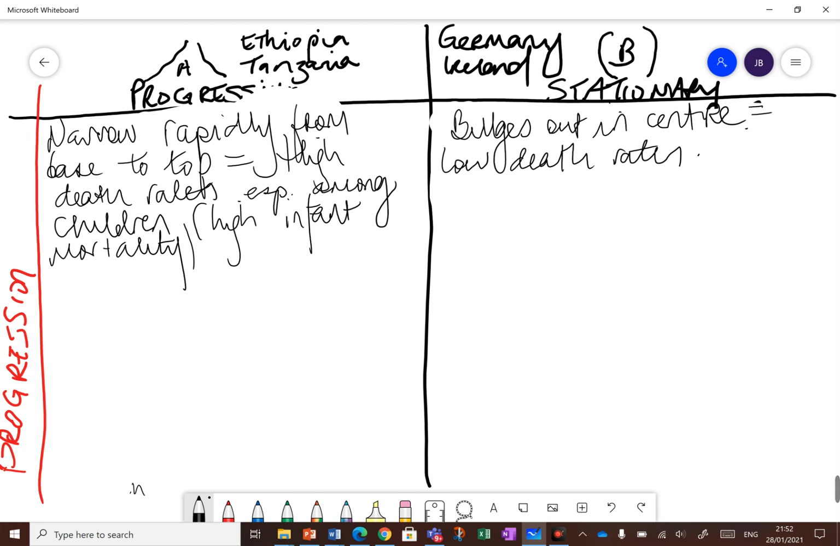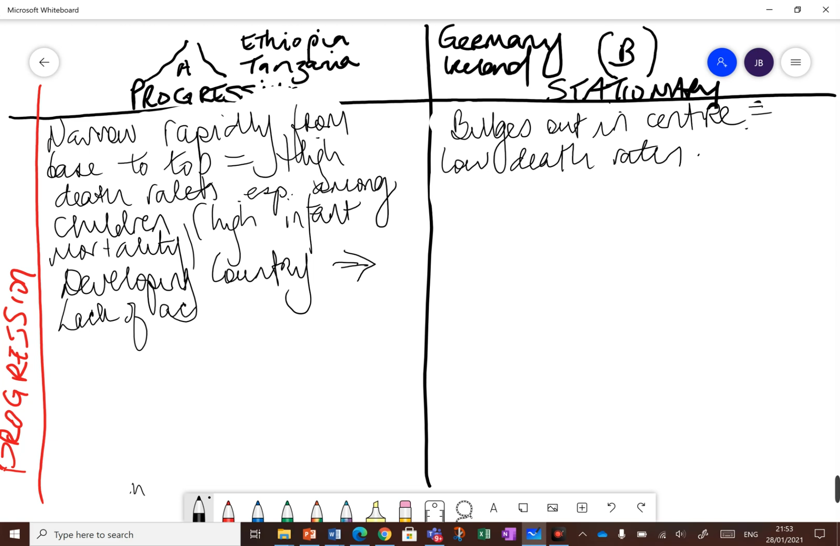So probably the reason for this then is it's a developing country. Therefore, lack of access to clean water and availability of healthcare.